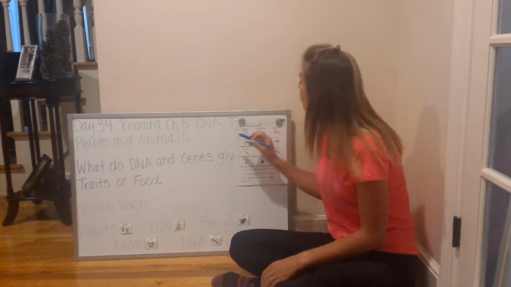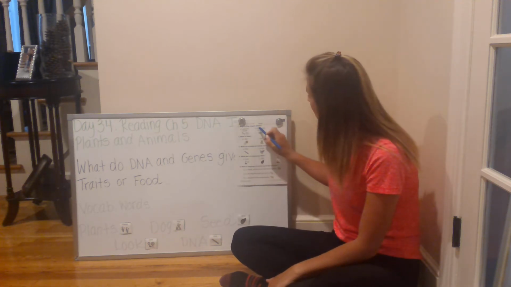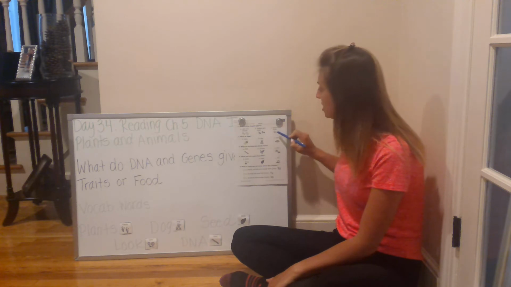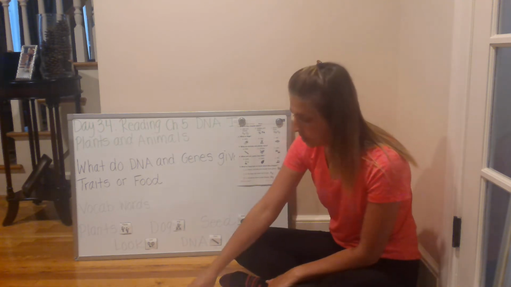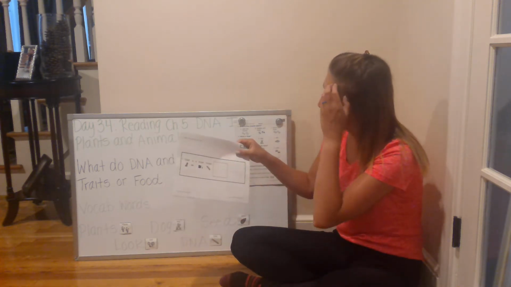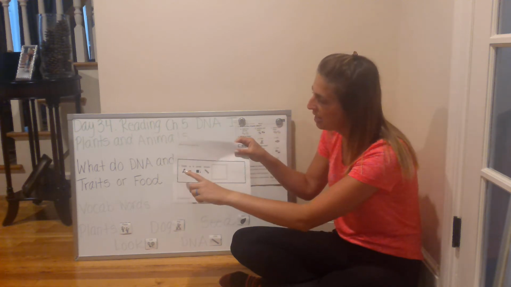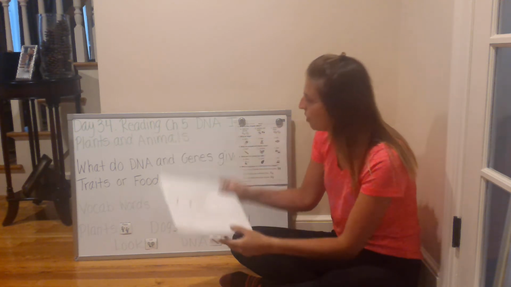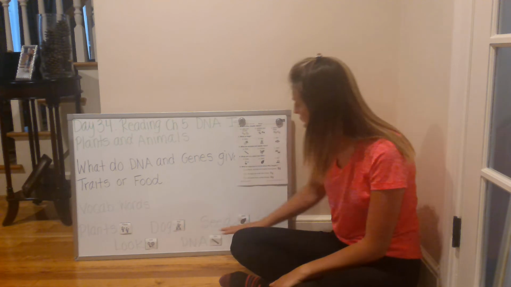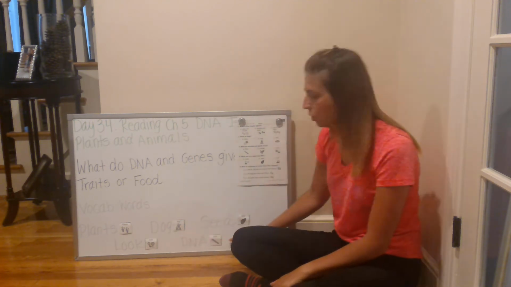Okay, question number 1 of the multiple choice. What is this chapter about? Cats and clouds, whales and trees, plants and dogs. Question number 1 on the fill in the blank. Sage is a small brown blank. Plants, dog, seed, look, or DNA.